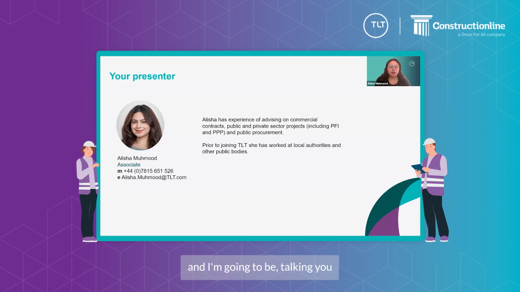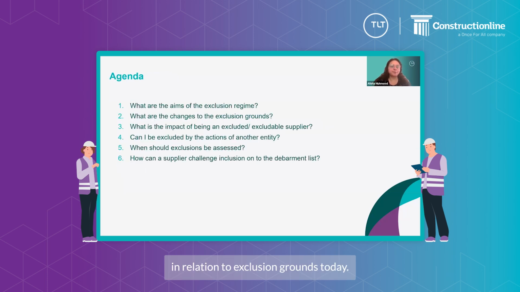I'm going to be talking you through a couple of questions in relation to exclusion grounds today. So in terms of what the topics are that we're going to be covering, the session is going to focus on 6 key topics that we've listed here. So these are what are the aims of the exclusion regime, what are the changes to the exclusion grounds, what is the impact of being an excluded or an excludable supplier, can I be excluded by the actions of another entity? When should exclusions be assessed? And also, how can I challenge inclusion onto the debarment list?